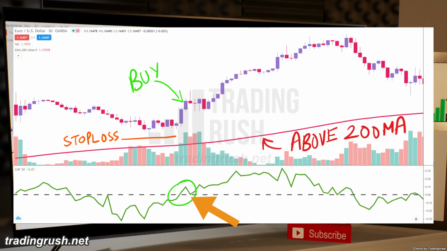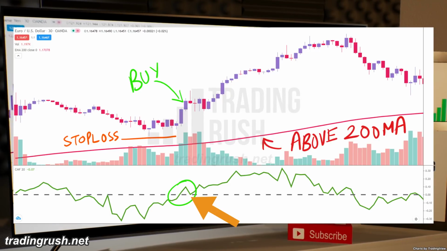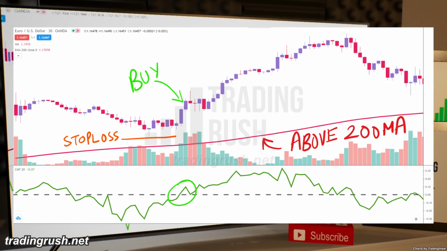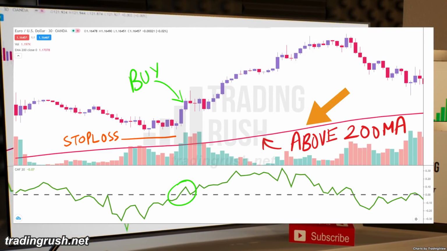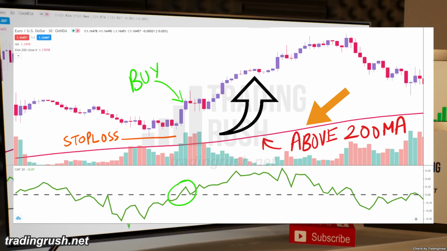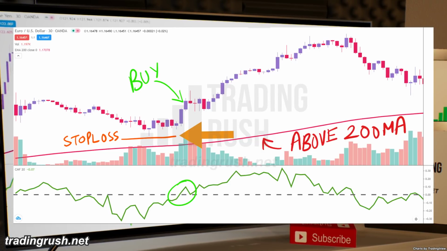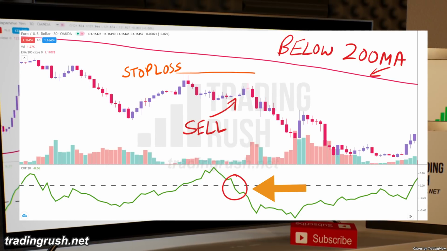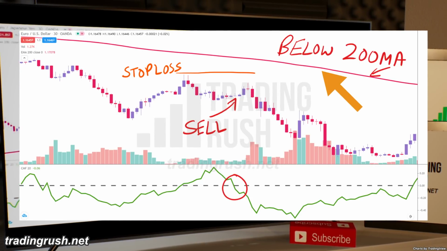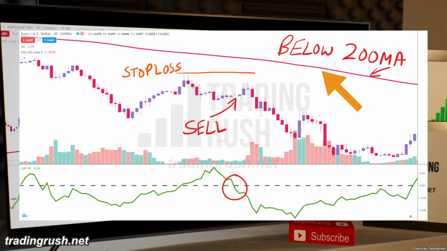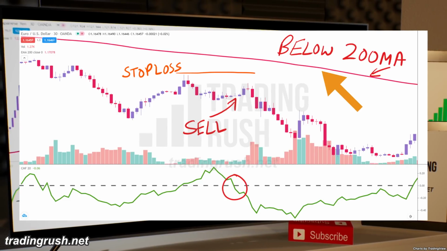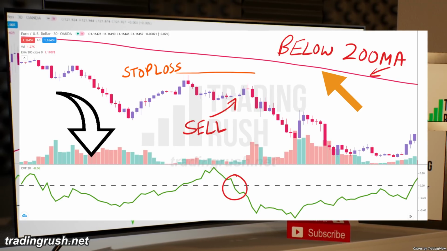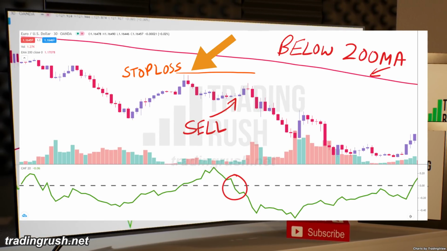Buy when the Chaikin Money Flow line crosses above the zero line if price is above the 200-period moving average. Price above the 200-period moving average indicates an uptrend. Set the stop loss below the pullback. And sell when the Chaikin Money Flow line crosses below the zero line if price is below the 200-period moving average. Price below the 200-period moving average indicates a downtrend. Your stop loss goes above the pullback.